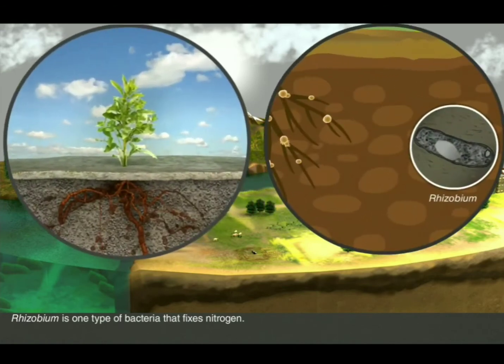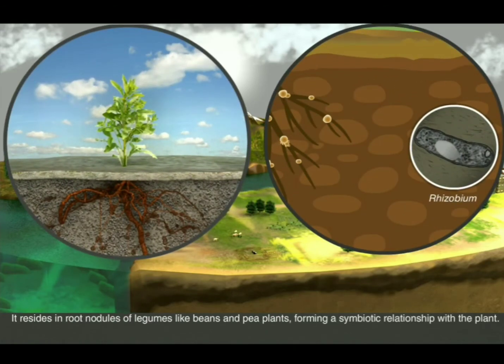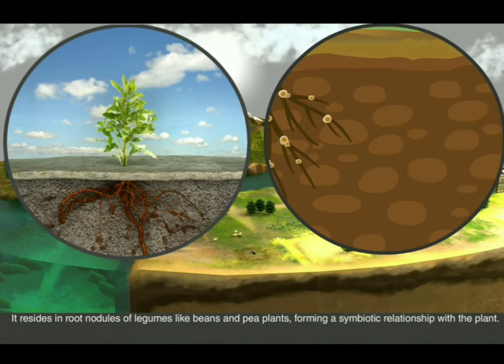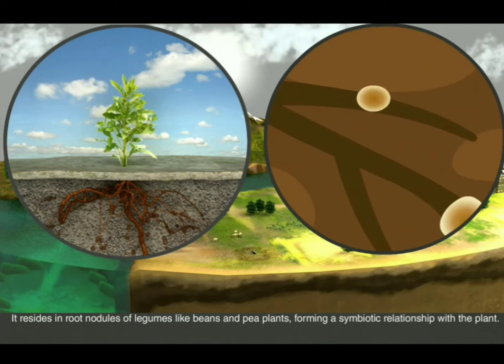Rhizobium is one type of bacteria that fixes nitrogen. It resides in root nodules of legumes, like beans and pea plants, forming a symbiotic relationship with the plant. Here the bacteria exchange ammonia for carbohydrates from the plant. This ammonia is used for chlorophyll formation.